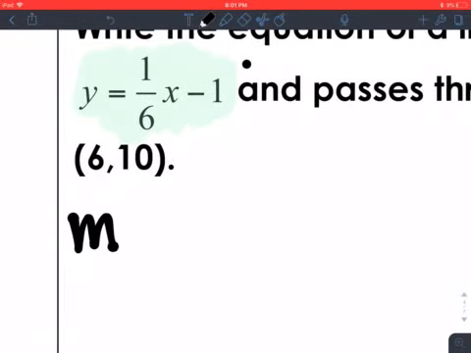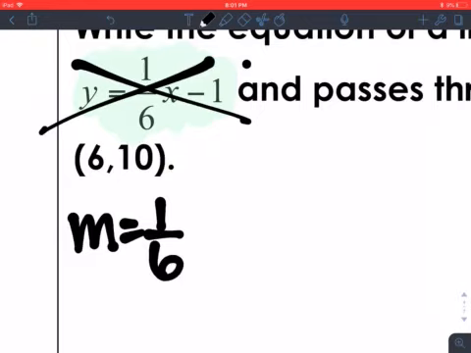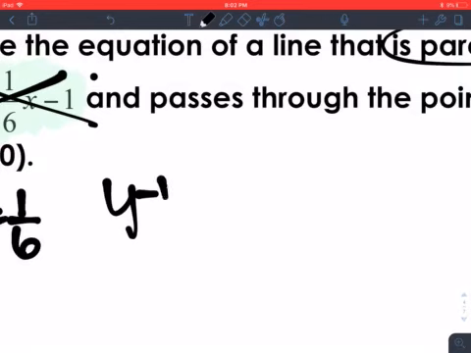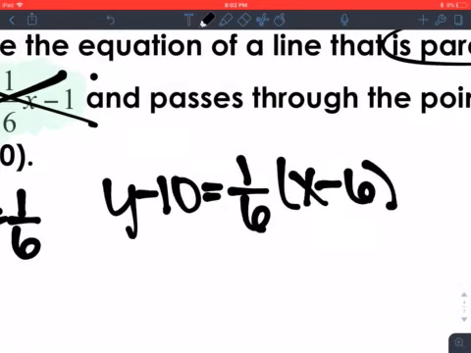So the slope that I'm using is 1 over 6. And once I have that, I don't care about that original equation anymore because I have my slope and I have my point. So I'm going to plug into point-slope form, which is y minus 10 is equal to 1/6 times x minus 6.